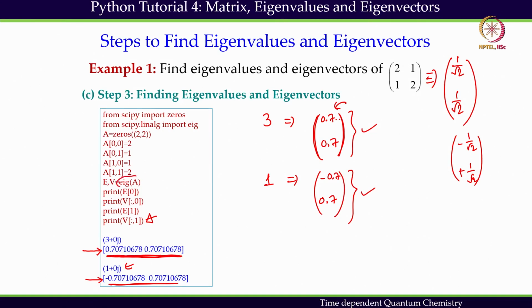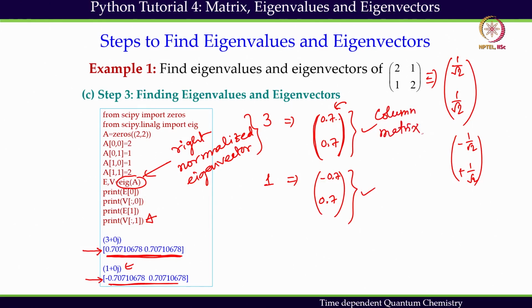This construct will give me only the right normalized eigenvector, that we have to remember. It is always going to be the right normalized eigenvector, which is nothing but a column matrix. Like this. So, corresponding to a particular eigenvalue, how to get the eigenvector, that we have already found.